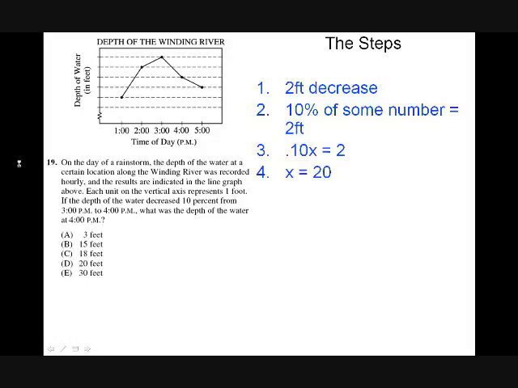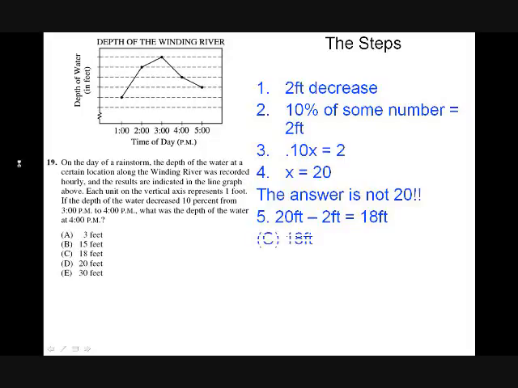So at 3 p.m., the depth of the water was 20 feet. However, remember, 20 is not the answer, because we want to find out what was the depth of the water at 4 p.m. So between 3 p.m. and 4 p.m., the depth of the water decreased by 2 feet. So 20 feet minus 2 feet is equal to 18 feet. So our answer is C, 18 feet.